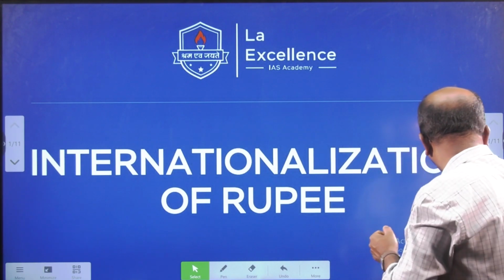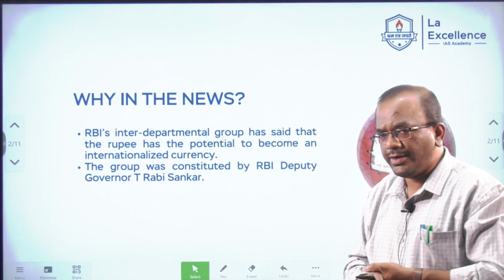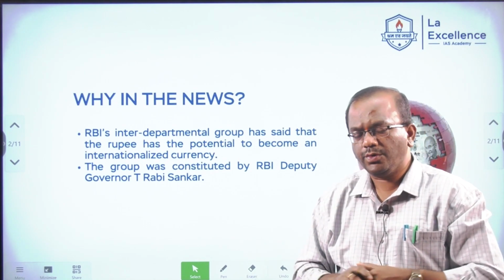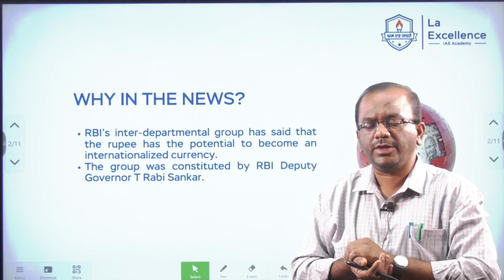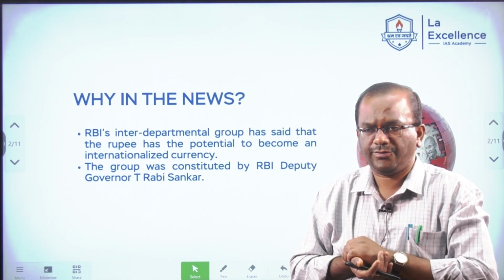We'll move to the next slide, students. Now, why is this in the news? I've told you internationalization or globalization of the rupee has gained a lot of significance in the recent context.